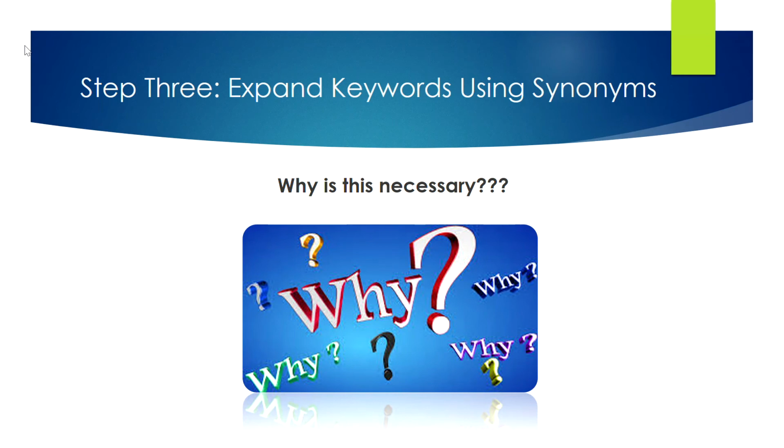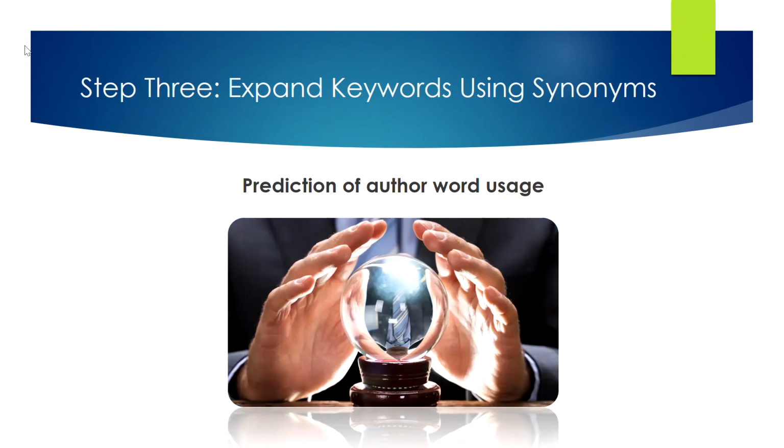So you might be thinking to yourself, okay, why is this even necessary? We had that initial research question. We chose 4 very nice topic keywords. We can go into the databases right now and do a search. And that is absolutely true. But what we're wanting to do is predict author word usage.